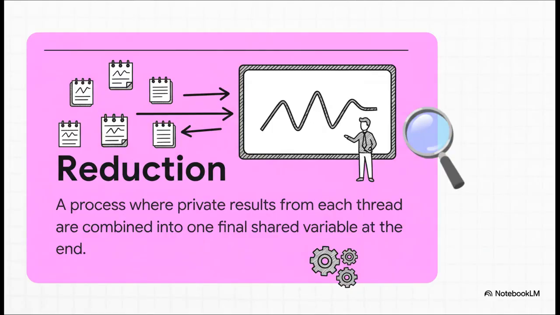So what if you need a final combined result from everybody's private work? Well, that's where this clever process called reduction comes into play. It's pretty cool. Think of it like this. Each worker calculates a subtotal on their private notepad. Then, at the very end, the project manager comes by, collects all the notepads, and adds up all the subtotals into one grand total on the main whiteboard. It's safe, it's organized, and it's accurate.